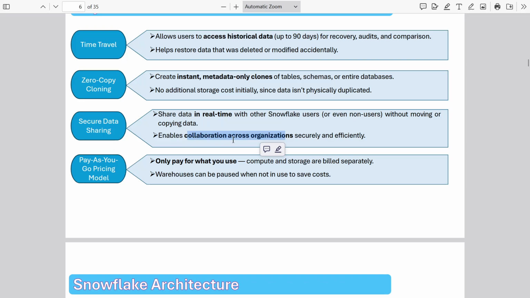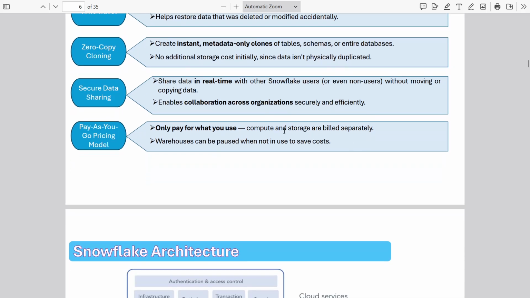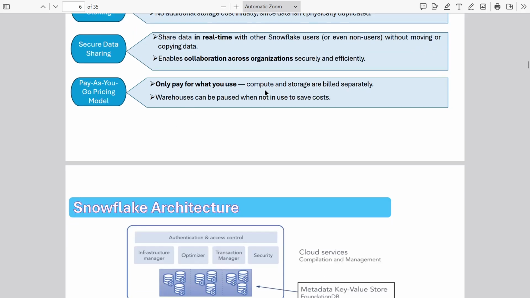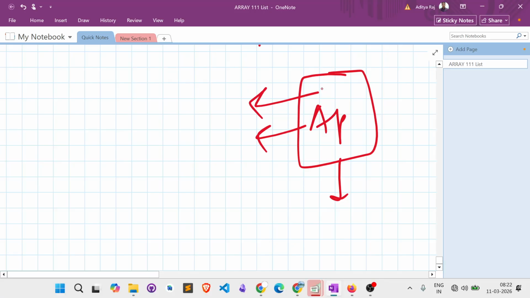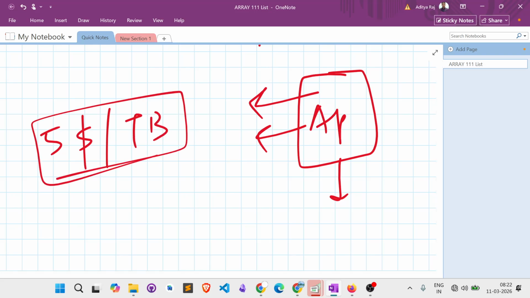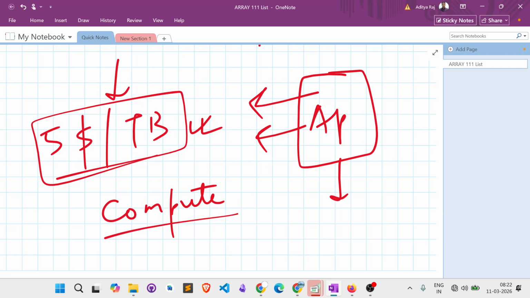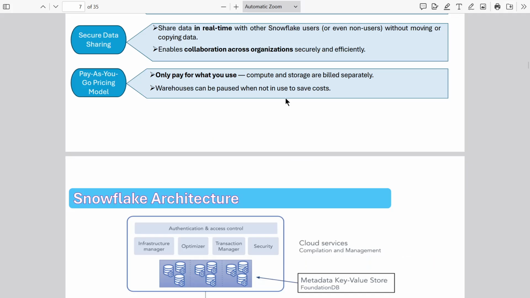It enables collaboration across organizations securely and efficiently. There is a pay-as-you-go model for compute and storage. The payment is $5 per TB for storage, at enterprise level. The costing is mainly for the compute engine. Storage is very affordable. $5 per TB is not that high, but the compute engine is costly in Snowflake. So we'll see that also.